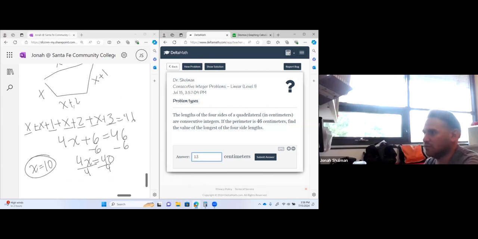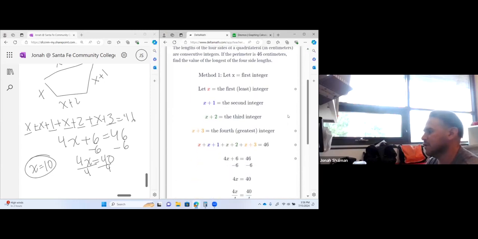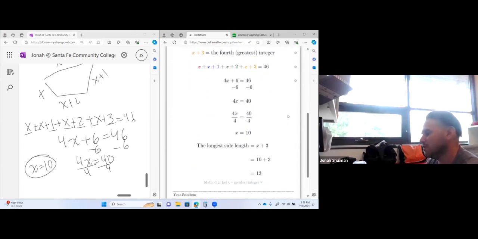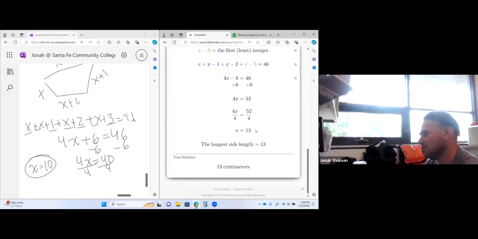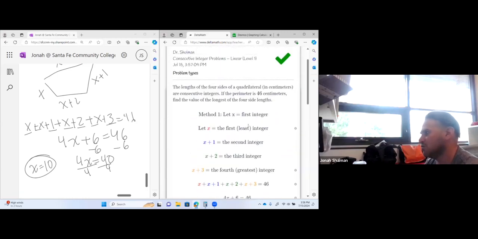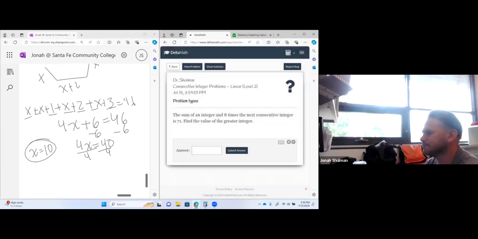We have 10, 11, 12, and 13. Add them all up, you get 46. Ta-da. They didn't even draw a picture. I don't like it. Method 2, picture. What a shame. All right, let's do this one step harder.